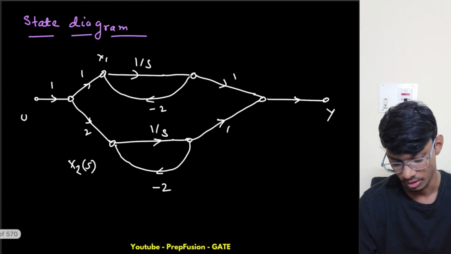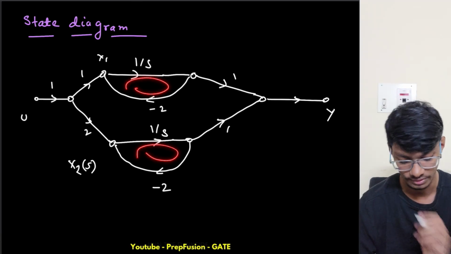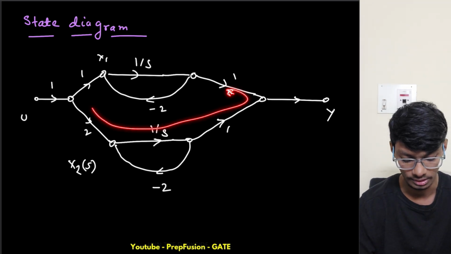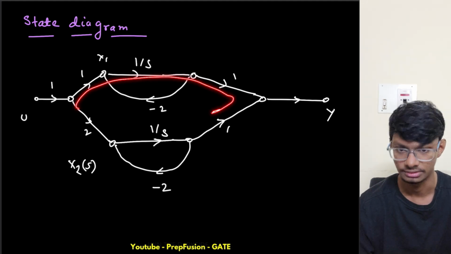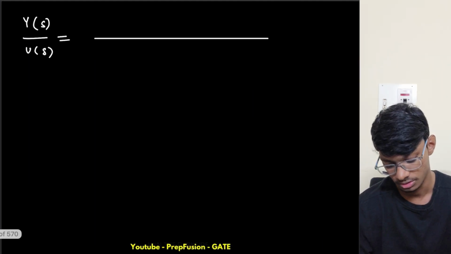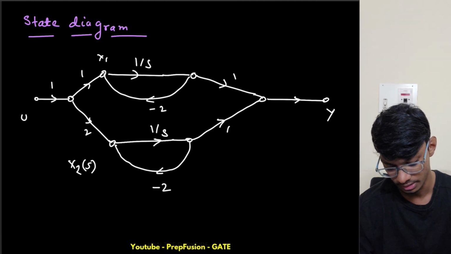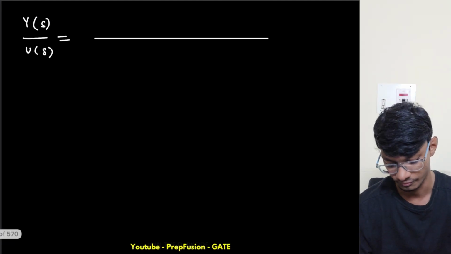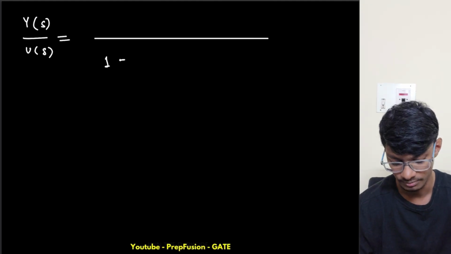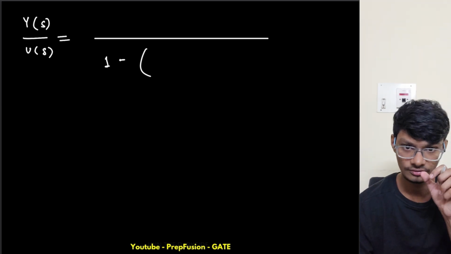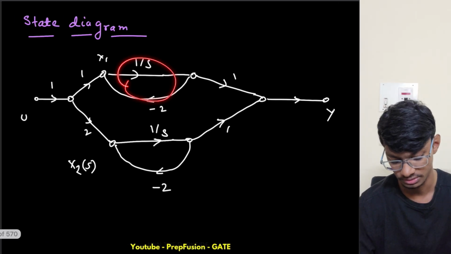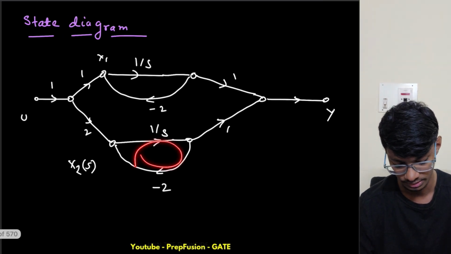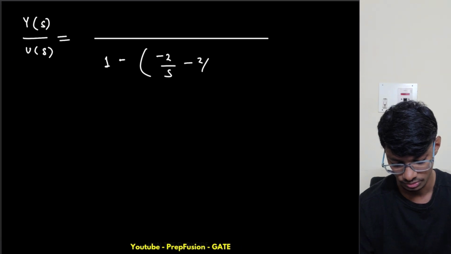So how many loops do I have? I have this loop and this loop. Do I have any other loop? No, this is not along the path, and this is also not along the path, right? This is opposing the flow. So I have only two loops, and the two of them are non-touching. So I will have two terms. The first one will be 1, then minus each individual loop gain. This is the first loop gain, minus 2 by s, and this is minus 2 by s again.